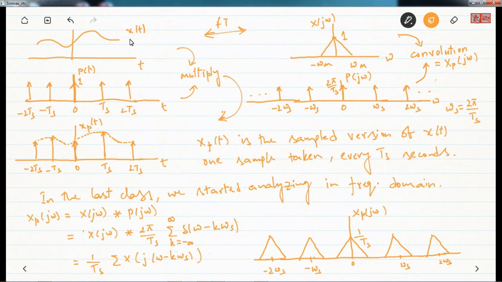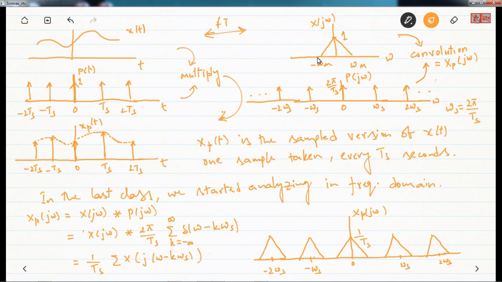First, if you multiply x(t) with p(t), you get xp(t). This is the time domain description. To get the frequency domain description, we have to take X(jω). We assumed X(jω) is a band-limited signal, from minus ωm to plus ωm, and here I just assumed that the Fourier transform of X(jω) is triangular in shape. It can be any shape; this is just an example. X(jω) can be of any shape, but the important point is that X(jω) is non-zero only over a finite interval.